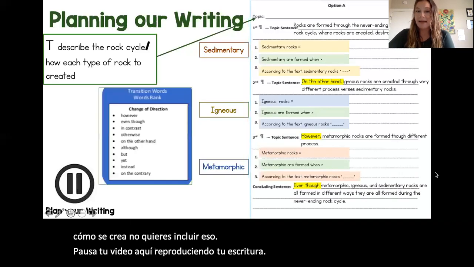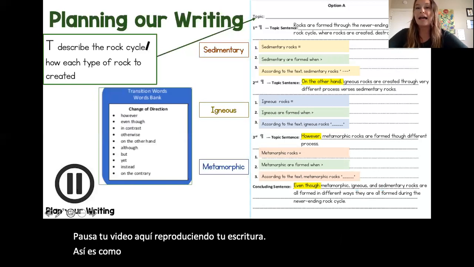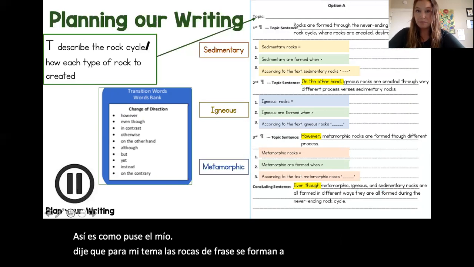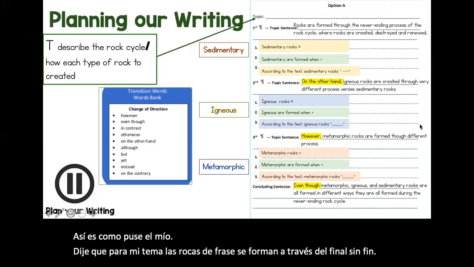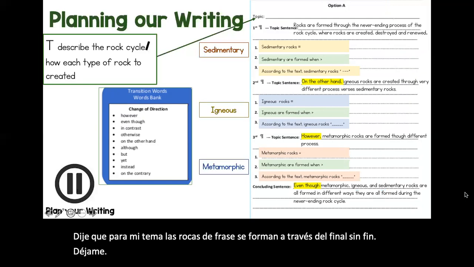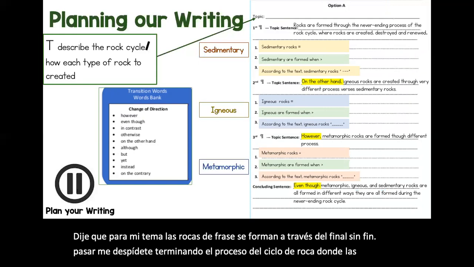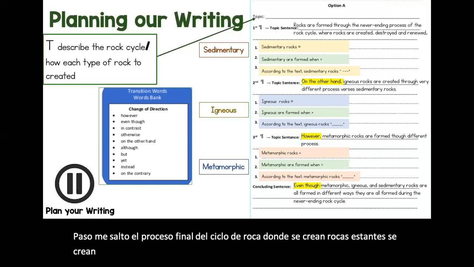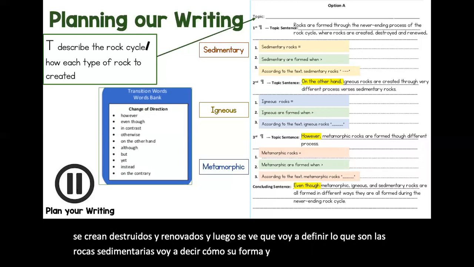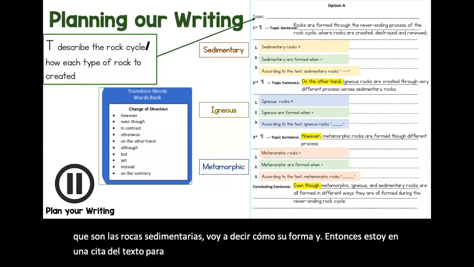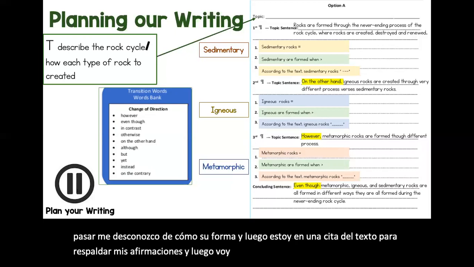Here's how I set mine up. I said for my topic sentence, rocks are formed through the never-ending process of the rock cycle, where rocks are created, destroyed, and renewed. And then you see, I'm going to define what sedimentary rocks are. I'm going to say how they're formed, and then I want to quote from the text to back up my claims. And then I'm going to use this transition word bank that they gave me in my plan.